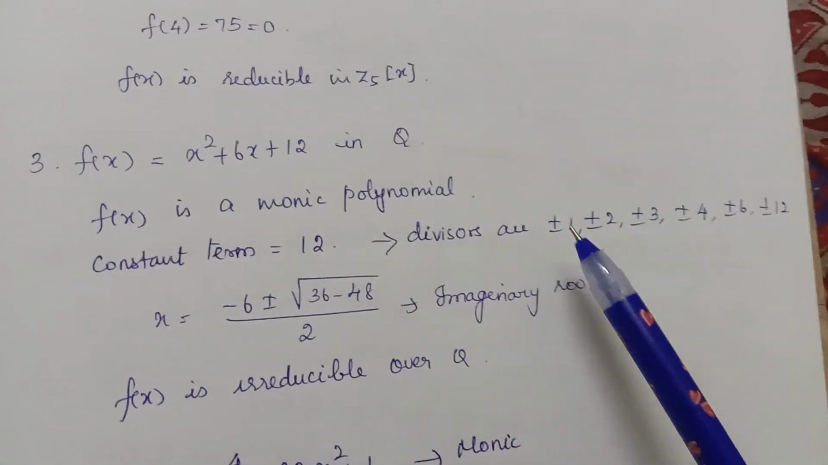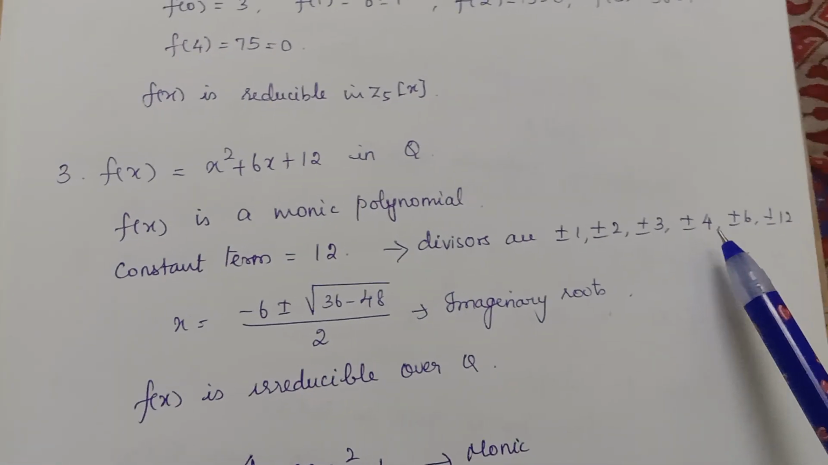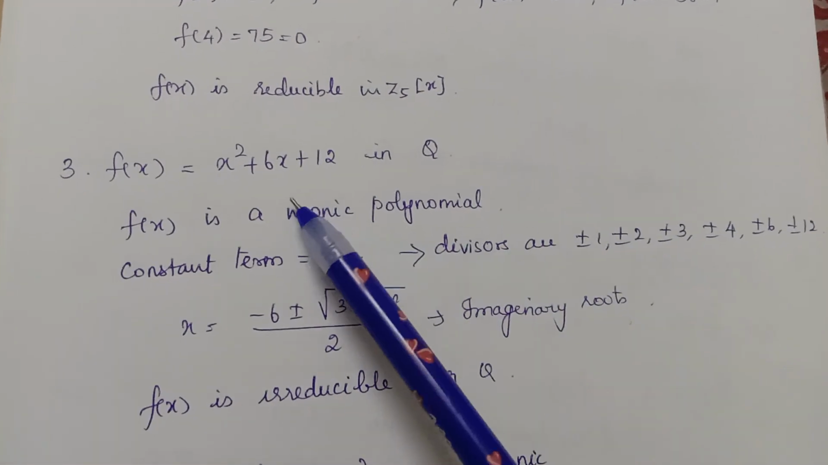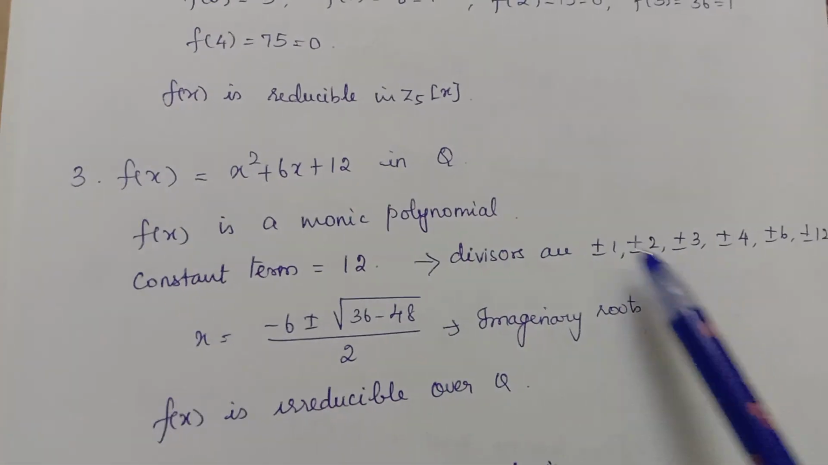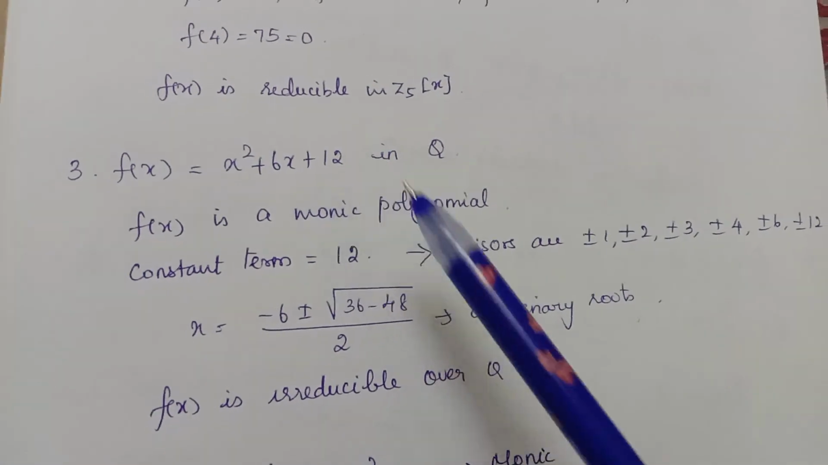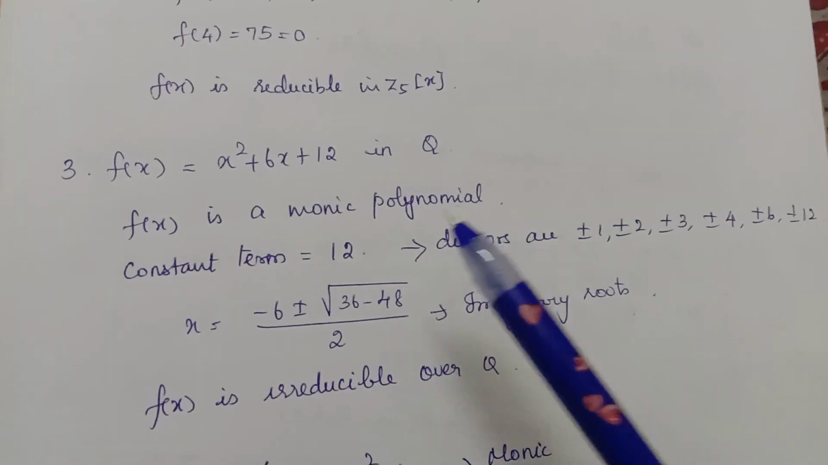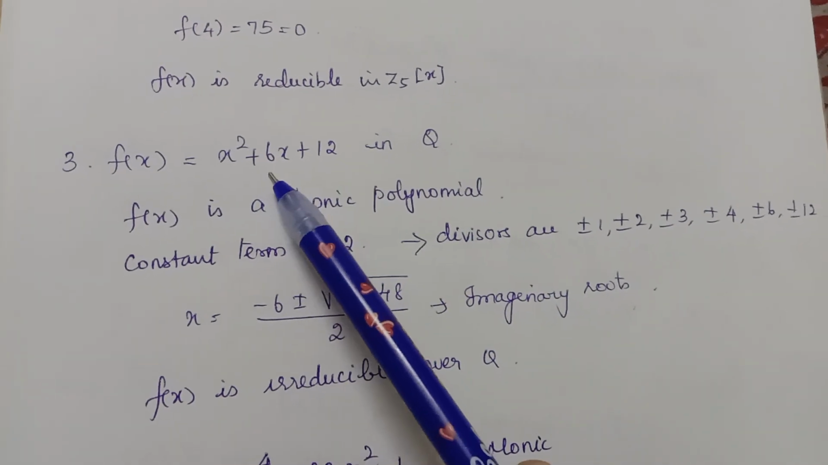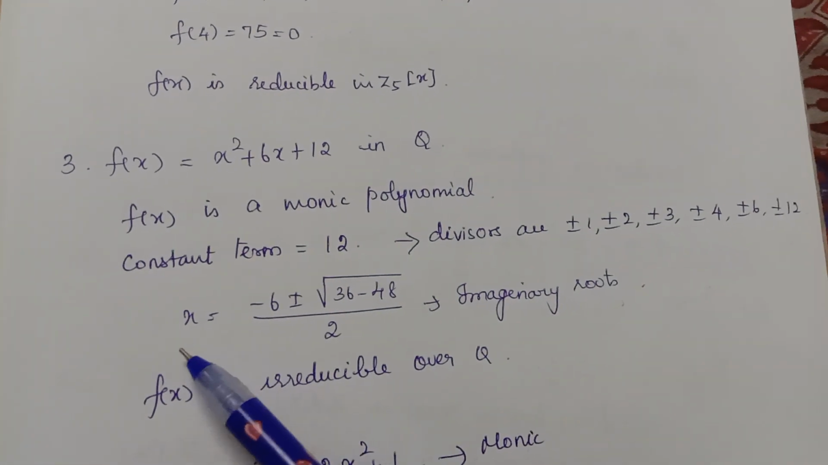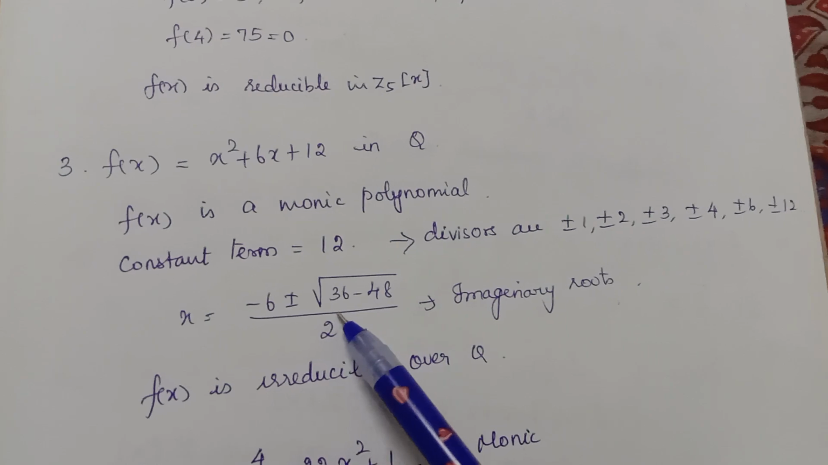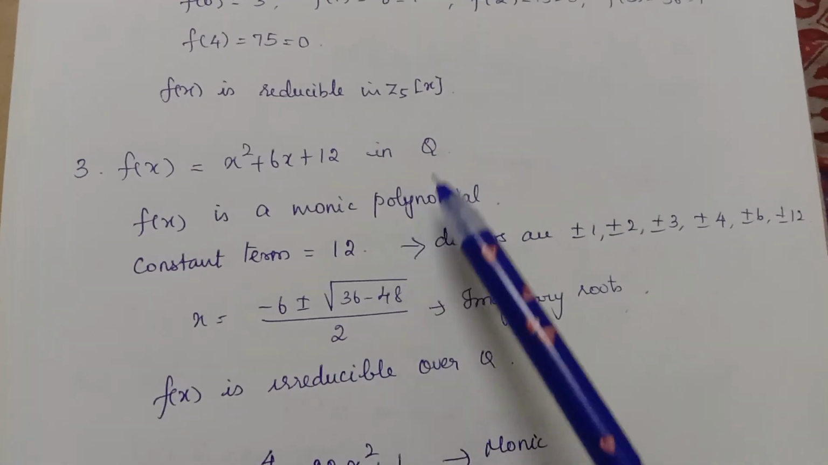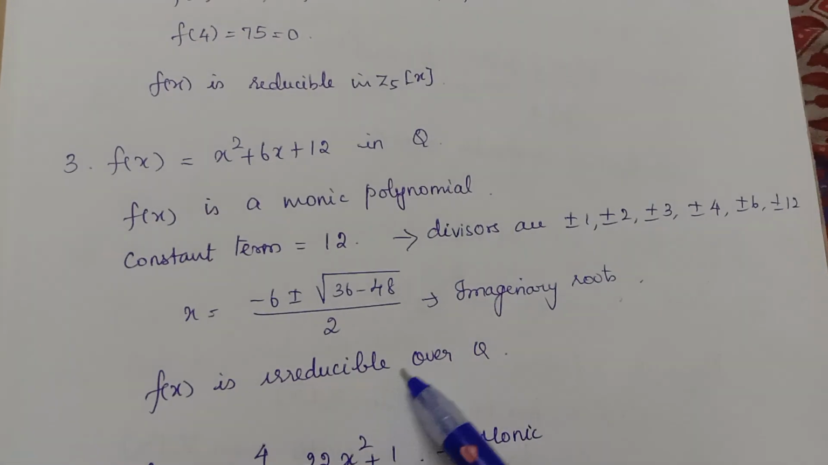So what are the factors? Plus or minus 1, plus or minus 2, plus or minus 3, plus or minus 4, plus or minus 6, plus or minus 12. These are the possible roots for this polynomial. You have to substitute them one by one and check whether you are getting 0 or not. This is the procedure for using this result, but this is a quadratic equation only, no? So we can easily find out whether it is reducible in Q by using the regular formula, x equal to minus b plus or minus root of b square minus 4ac by 2a. Here this is an imaginary term, therefore it does not belong to Q. Therefore it is irreducible over Q.